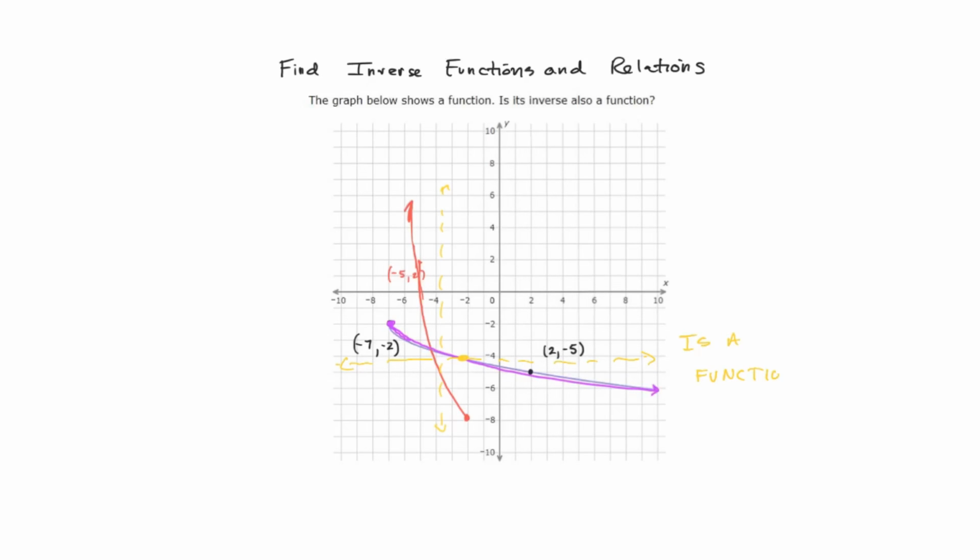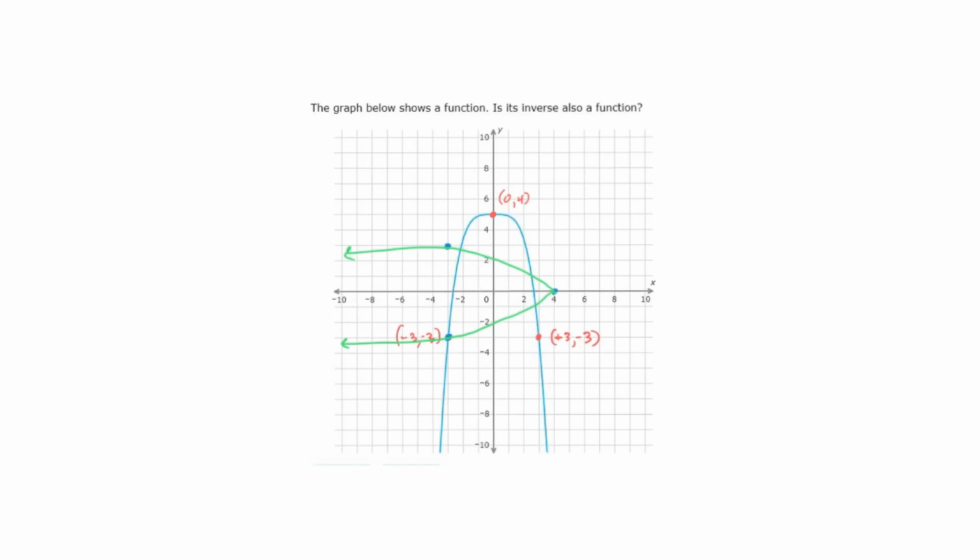So one way to test whether or not an inverse is going to be a function or not is to go through the process of a horizontal line test. So this is an example of one that is a function. Let's look at example one that is not.